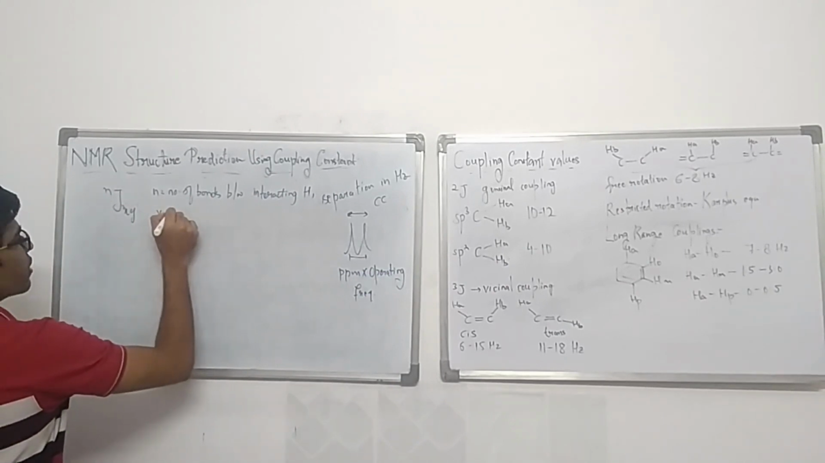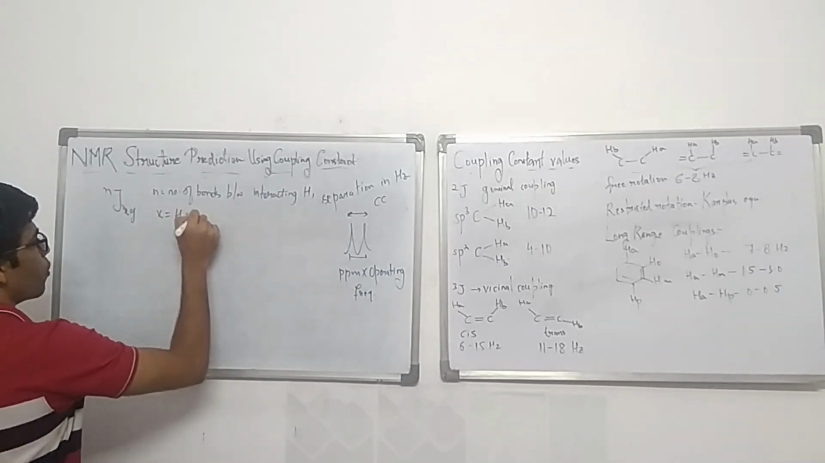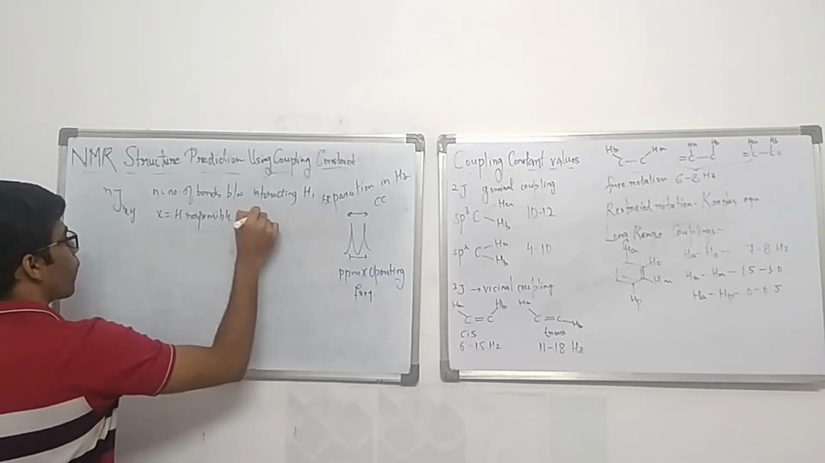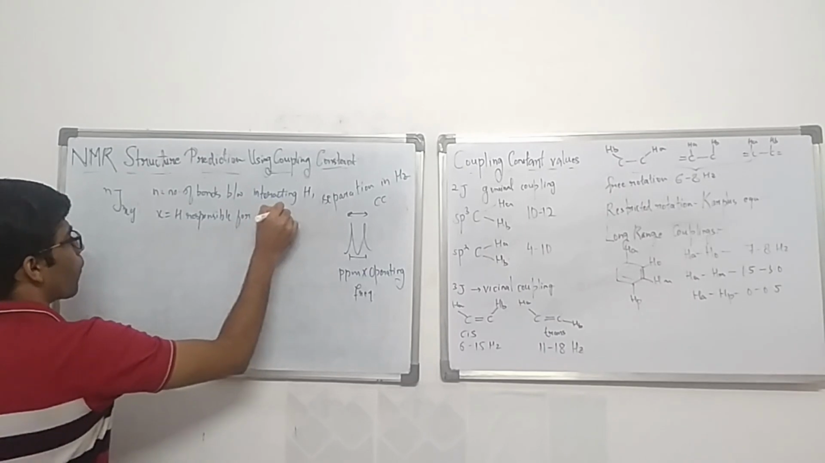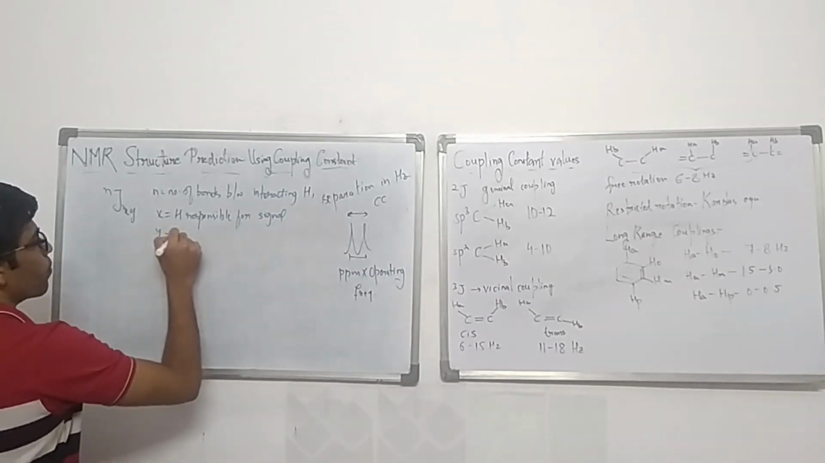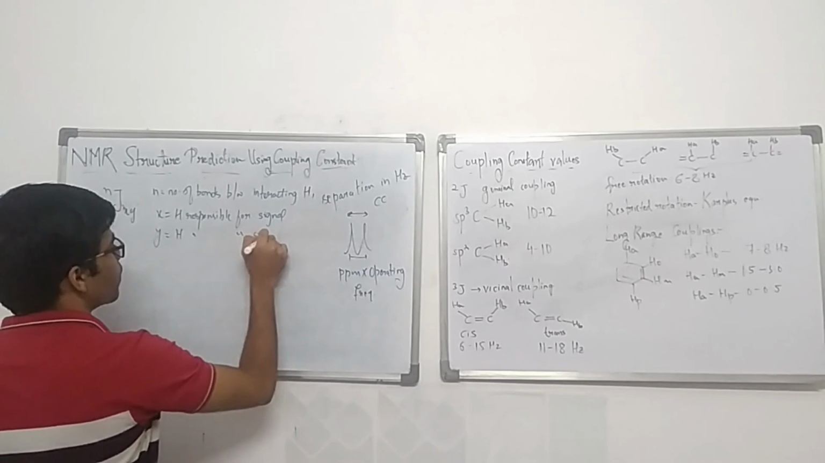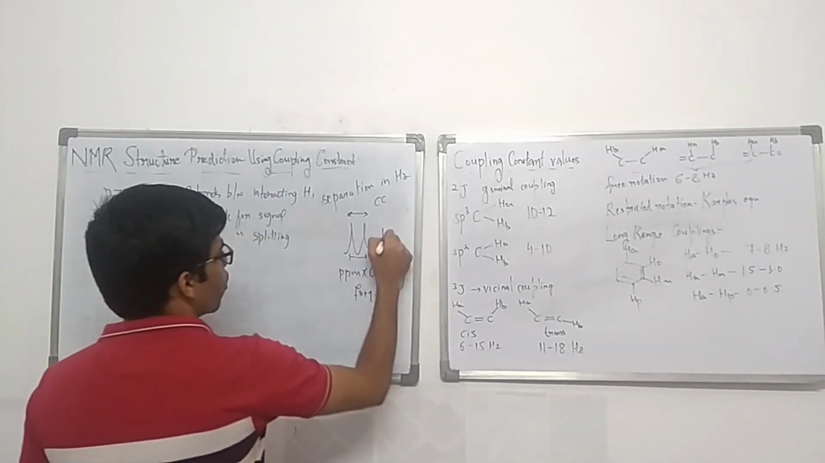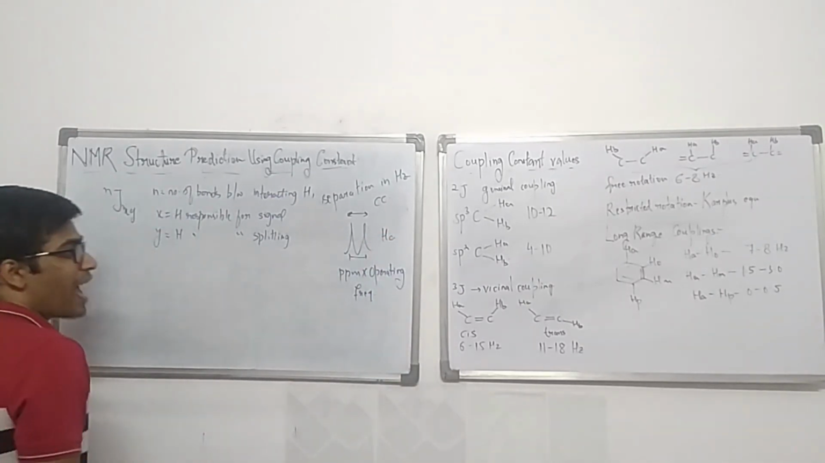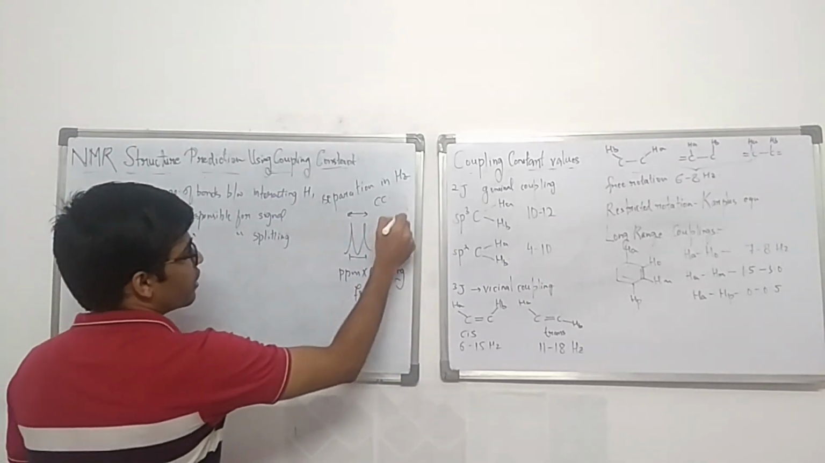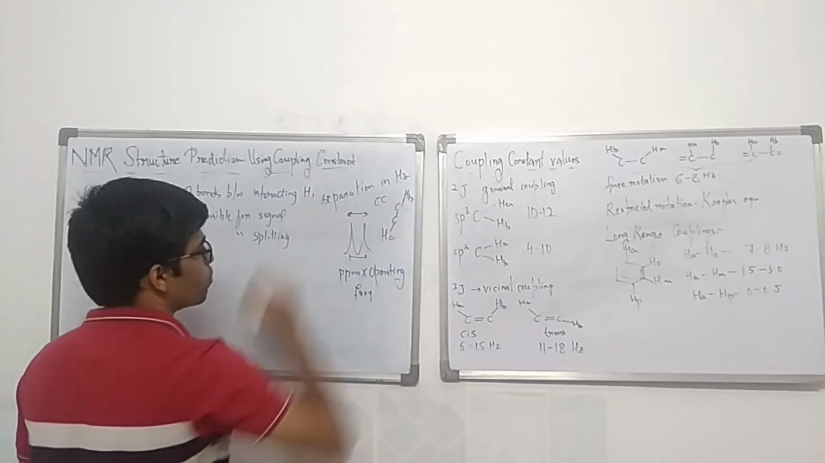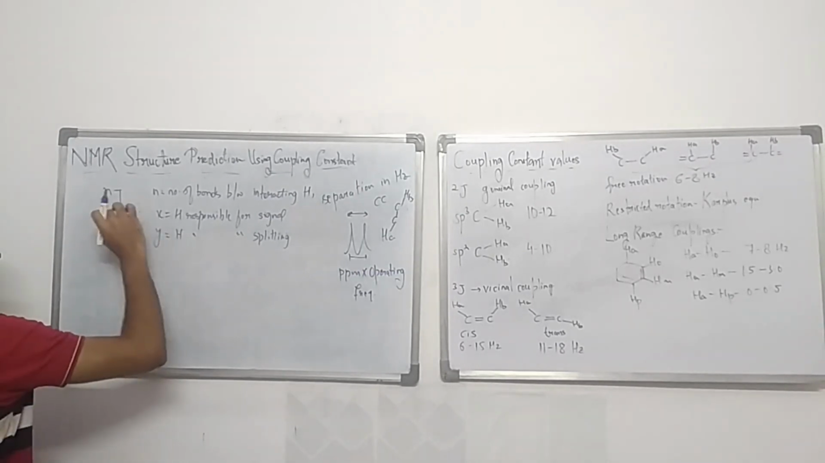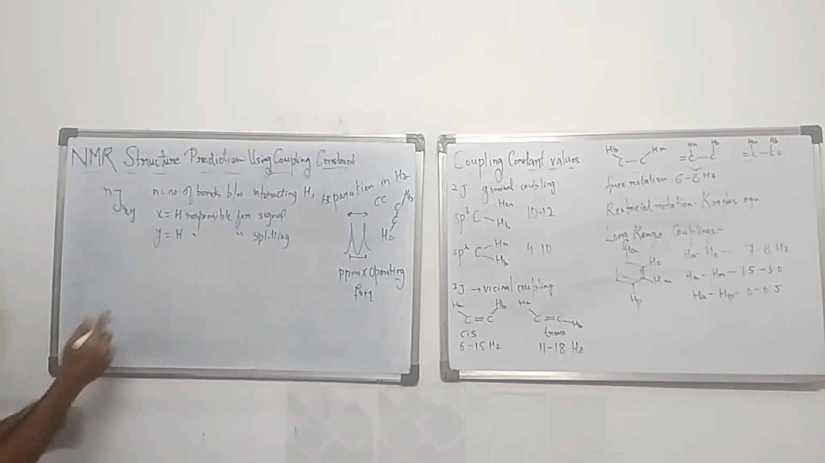What is X? X is the proton responsible for the signal and Y is the proton responsible for splitting. So suppose I am saying this doublet is for HA and the splitting has occurred because of its interaction with another proton HB. So HA is the X, HB is the Y. So that means this JXY is the interaction between these two protons.